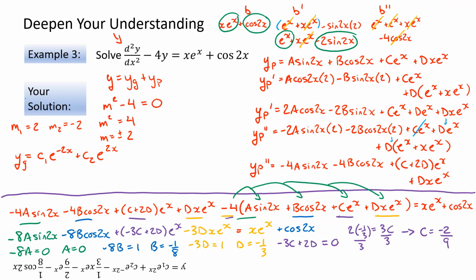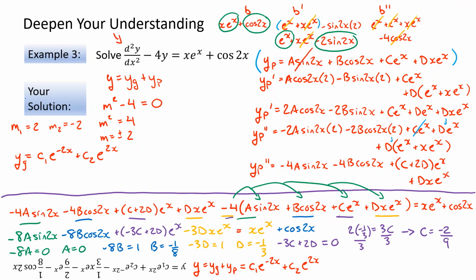So we finally get to the answer, and we have our general solution plus our particular solution. So we get that y is equal to our general plus our particular solution, which is equal to c1 e to the negative 2x plus c2 e to the 2x plus our particular solution. In our first term, if you want to look back up here, you can follow along. We have our first term, a times sine of 2x. Remember, a is 0, so that term goes away.